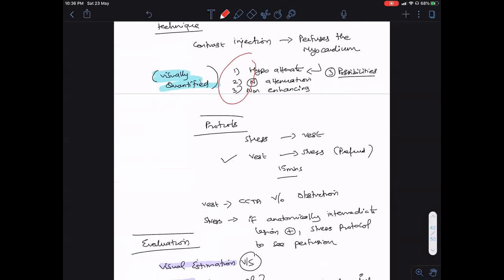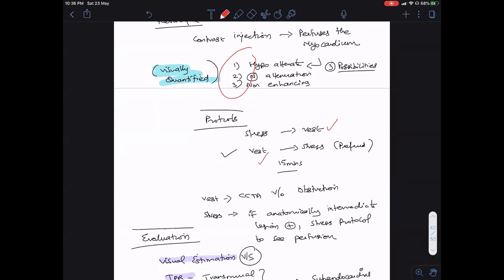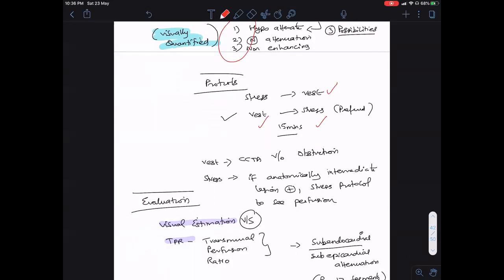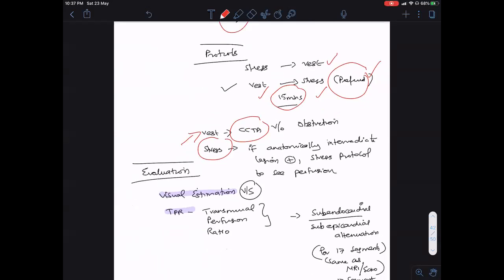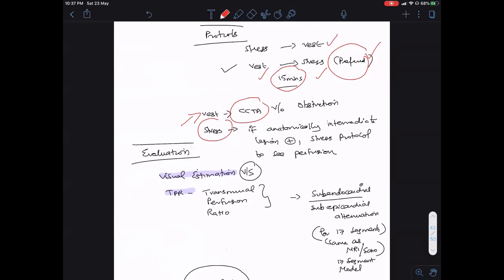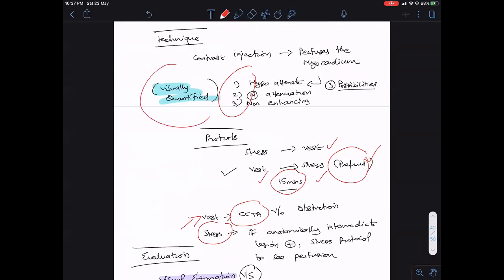The protocol used is stress followed by rest imaging, or rest followed by stress imaging. Rest followed by stress is preferred. Here, initially at the rest phase, a simple CCTA is done. Any anatomical obstructions are ruled out. 15 minutes is given, at which time patients are started on adenosine. Then the stress images are taken. This stress imaging is only done if there is an anatomically intermediate lesion. If there is a significant stenosis, the stress protocol is not followed. If there is no stenosis, the stress protocol is probably not followed. So as I said, visually it is estimated.